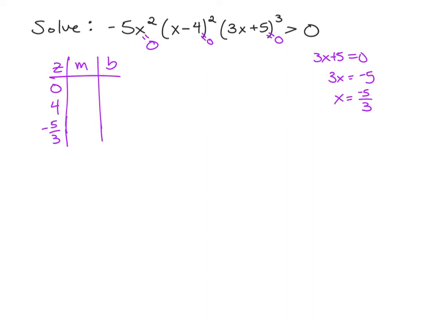Now for the multiplicities. The multiplicity just ends up being the exponent again. So my 0 will have a multiplicity of 2. My 4 will have a multiplicity of 2, and the -5/3 will have a multiplicity of 3. So this means we will have a bounce because the multiplicity is even for both 0 and 4, and a cross behavior for -5/3.